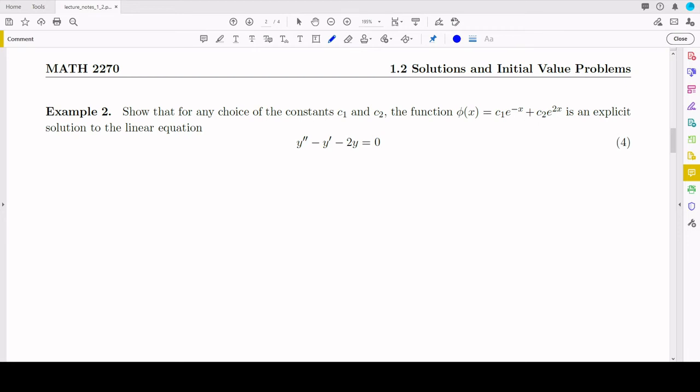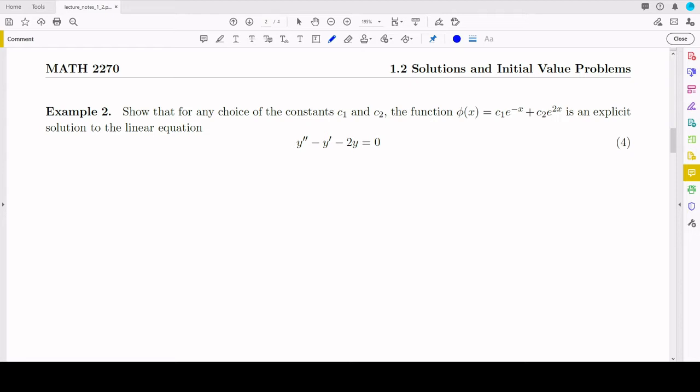Okay, here's another example. Show that for any choice of the constants c1 and c2, the function phi of x equals c1 e to the power negative x plus c2 e to the power 2x is an explicit solution to the linear differential equation y double prime minus y prime minus 2y equals 0. Now notice we need the function itself, its derivative, and its second derivative.